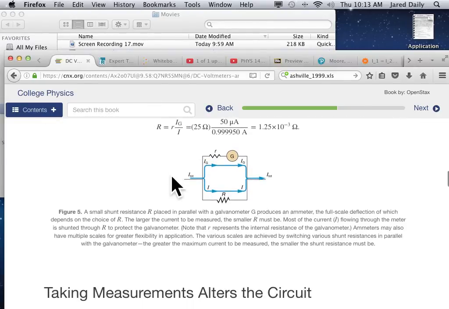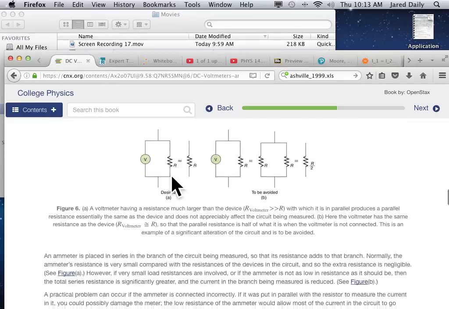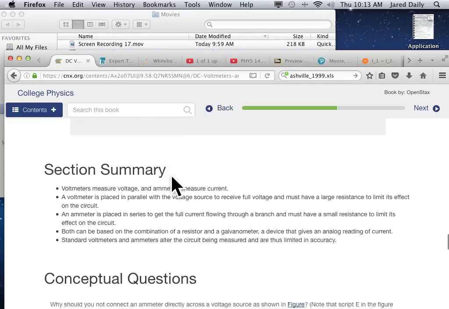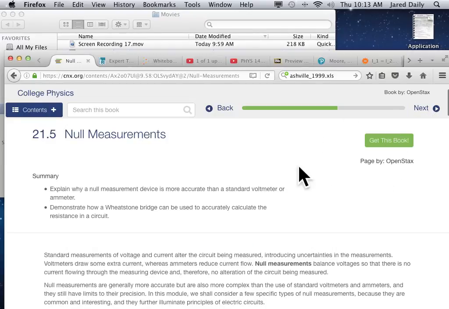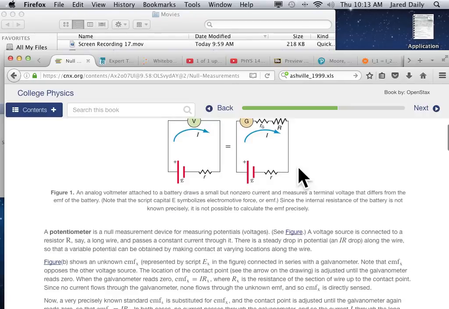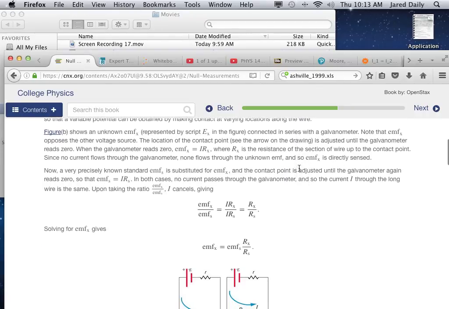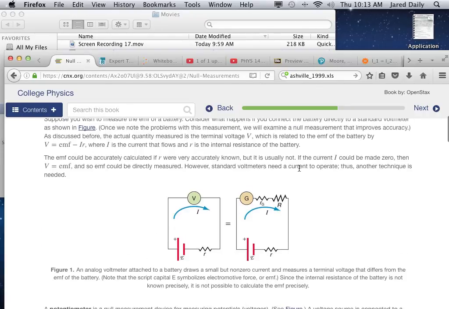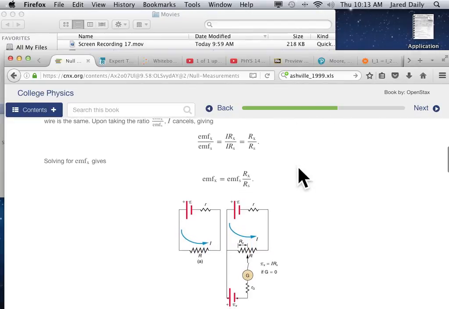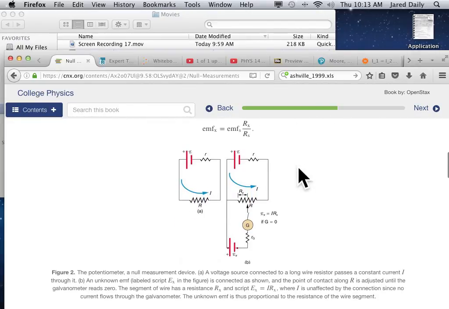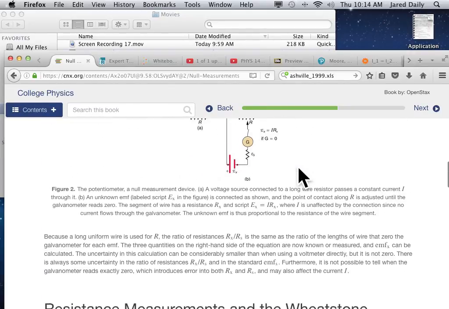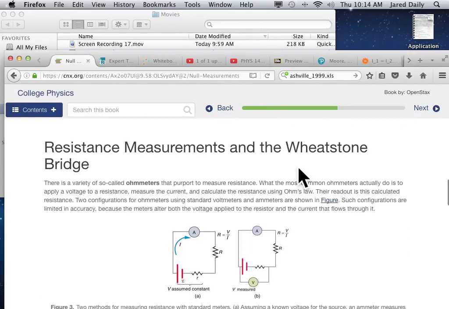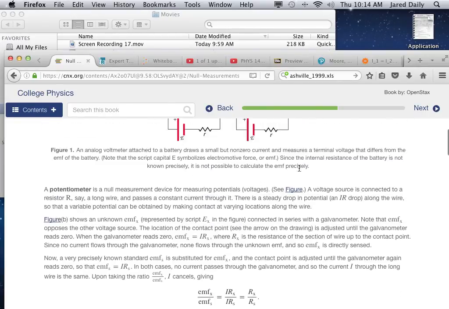All right, so galvanometers, voltmeters. Taking measurements alters, changes the circuit. We talked about all that stuff. Let's move on and learn. This one talks about measuring voltages again. Here they're using a potentiometer to change a voltage. We learned that a little bit in our lab. So here's where we need to end up. We need to finish up here.